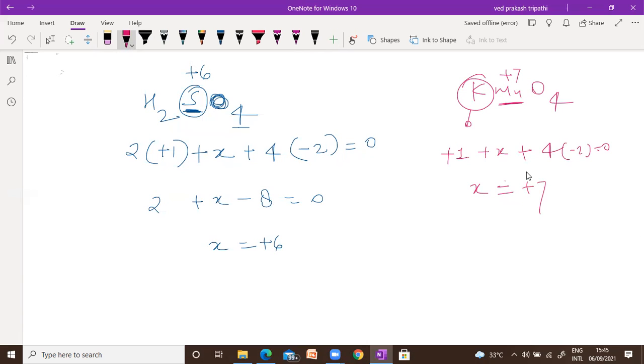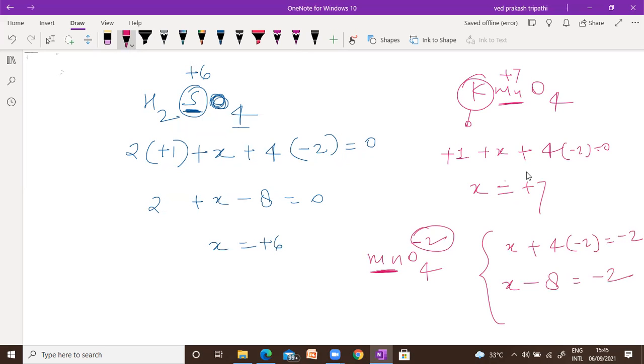Sometimes you have a charge. Suppose you have MnO4 with -2 charge. Then what is the oxidation number of Mn? So you can see X plus 4 into -2 is equal to, this charge will be put here, -2. So X - 8 is equal to -2. And when you solve this one, X will be +6. So this is the method where you can find your oxidation number. Okay.